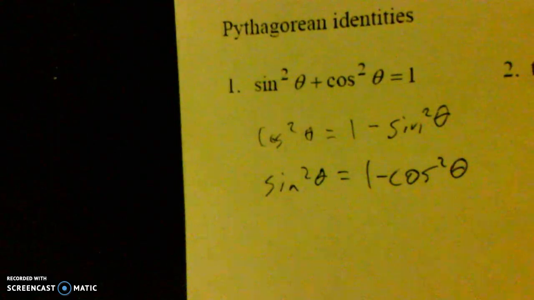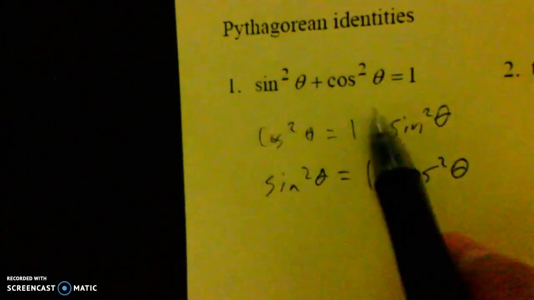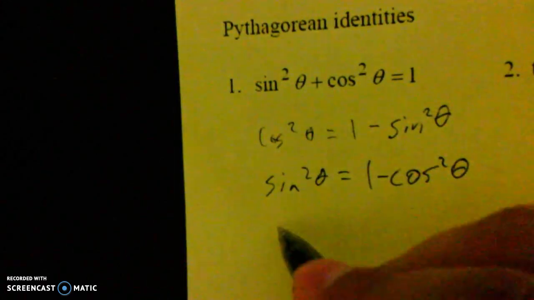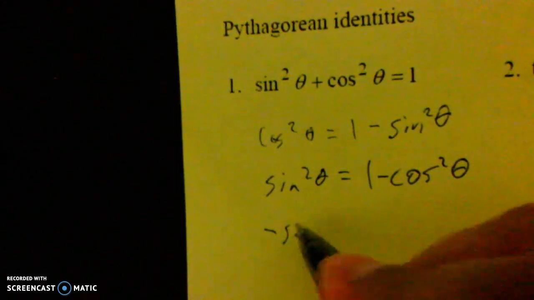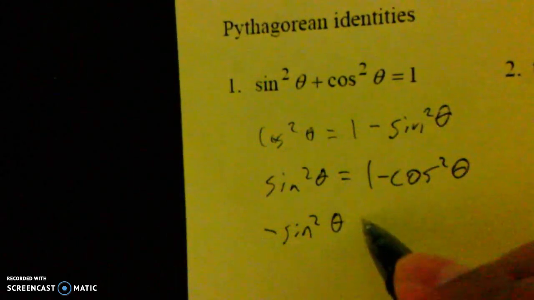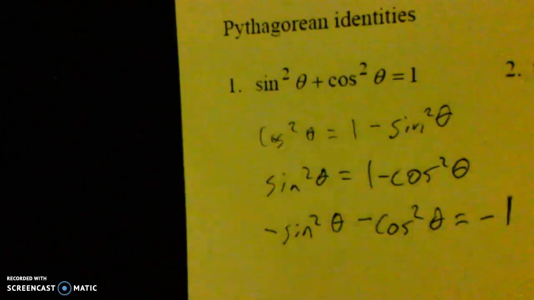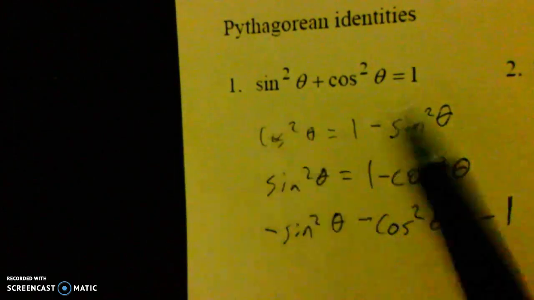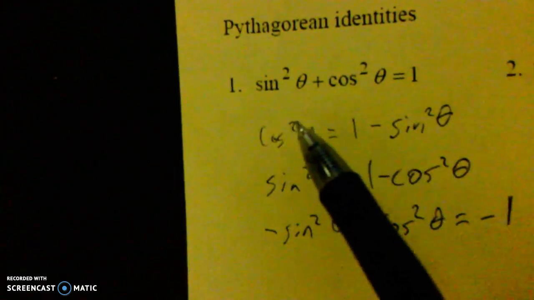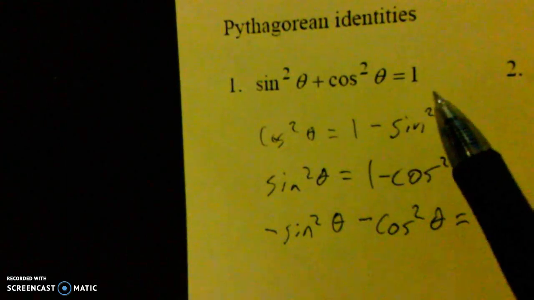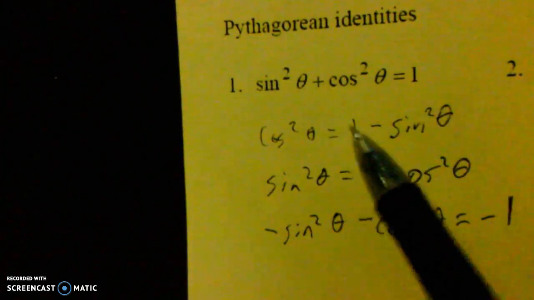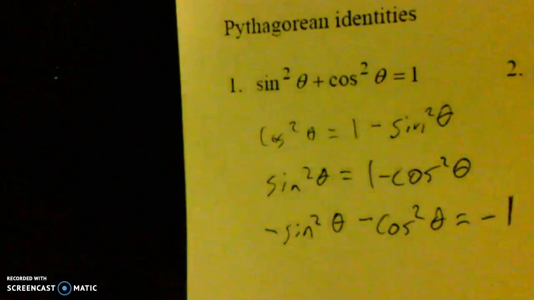Another really powerful one that comes up a lot is if you multiply everything by -1: negative sine squared minus cosine squared theta equals -1. This one will come up a couple times, and it's a little bit harder to see, but it's basically just the opposite. So if sine squared plus cosine squared equals 1, then negative sine squared minus cosine squared has to equal -1.